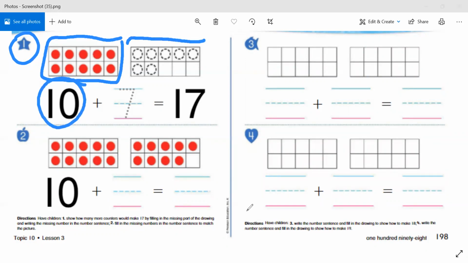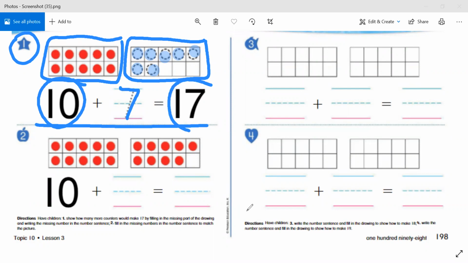All right, let's look in our second 10 frame. All we have to do is count how many counters are in there and color them. 1, 2, 3, 4, 5, 6, 7. So there are 7 ones in our second 10 frame. So 10 plus 7 equals 17. 17 is the sum. Can you say sum? That is the sum. 10 and 7 is 17.